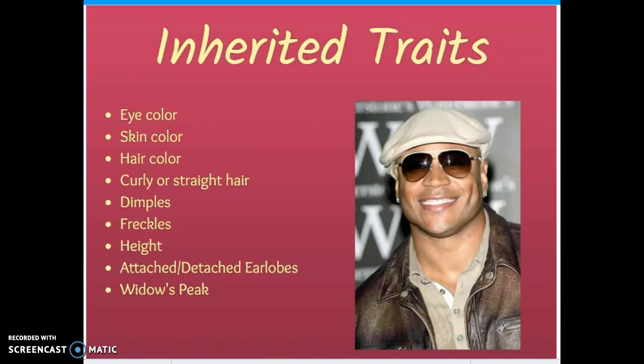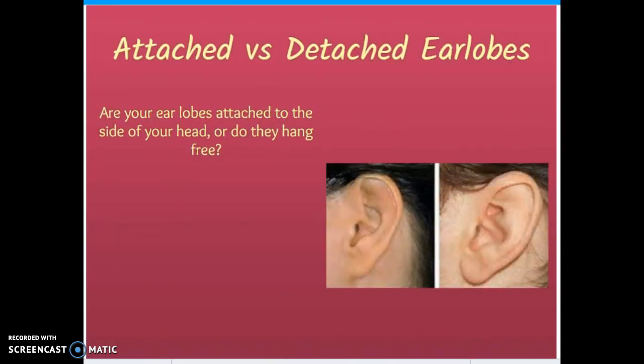Freckles. We all know what freckles are. Height, how tall or short you are. Now, there's two things on here I need to talk about that we may not be 100% familiar with: detached earlobes, attached earlobes, and widow's peak. Some of us in here might not know what those are, so let's take a look at that. This is what attached versus detached earlobes look like. Attached versus detached is a fairly easy thing to remember because it actually has the word earlobe in there, and you know it has to do with the ear. Now, widow's peak is a little different. If you've never heard about it, you have no clue what it is.